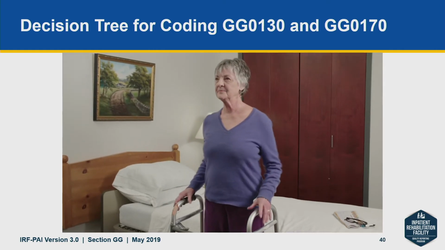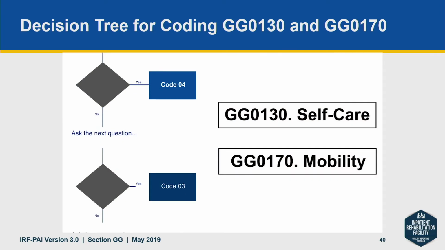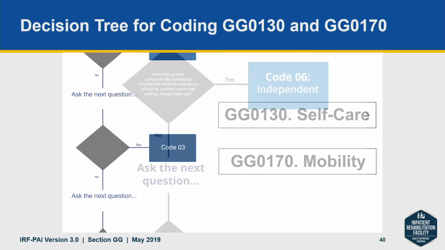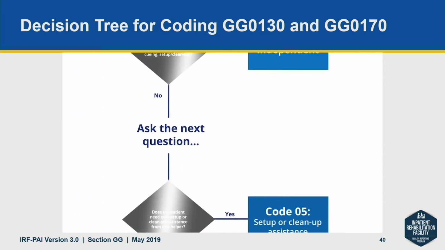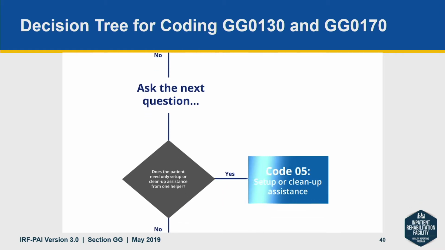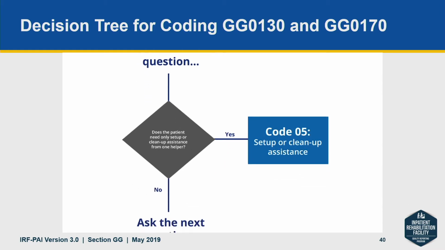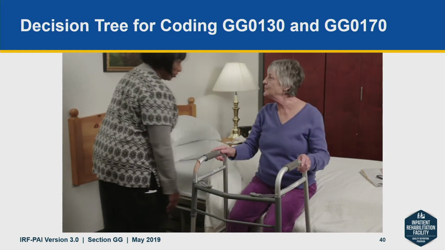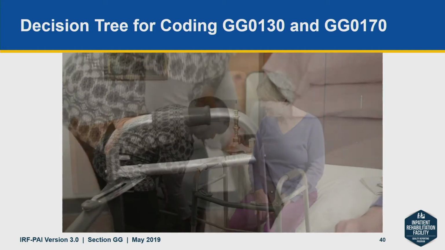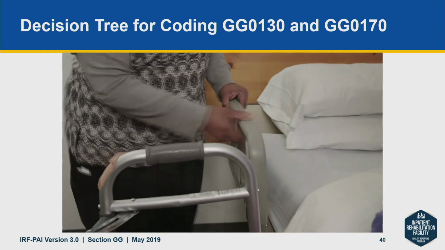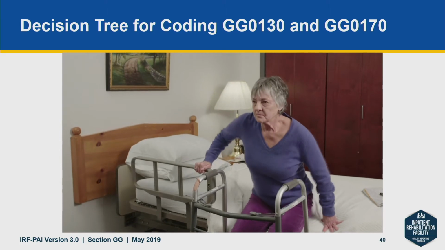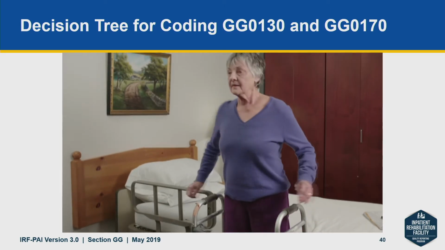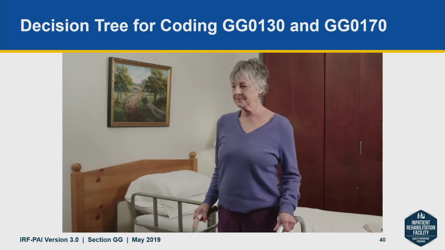GG0170D, sit to stand. The decision tree presents a series of yes-no questions, represented by diamonds, that guide you to the correct code for your patient or resident. Accurate coding is important to capture patient and resident safety, appropriate goal setting, and accurate evaluation of the patient's or resident's functional ability at discharge.